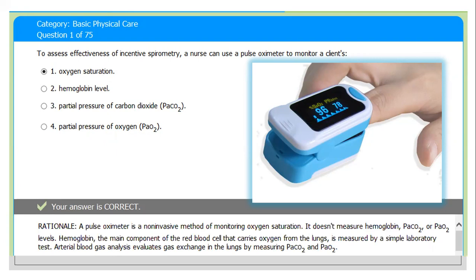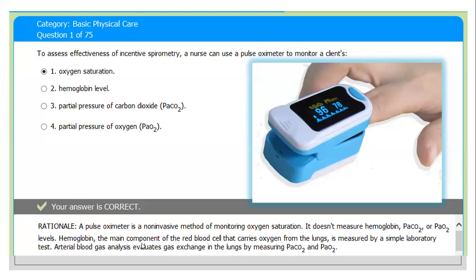Imagine a patient has hypoxemia, meaning the oxygen level is low in the blood. So hypoxemia is defined with an oxygen saturation level of less than 92% or below. So what is the rationale? A pulse oximetry is a non-invasive method for monitoring oxygen saturation. It does not measure hemoglobin, partial pressure of carbon dioxide, or partial pressure of oxygen.